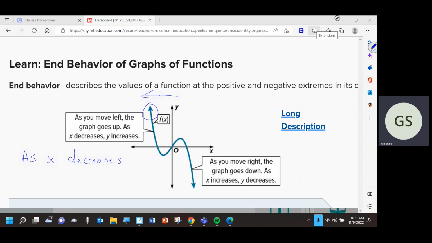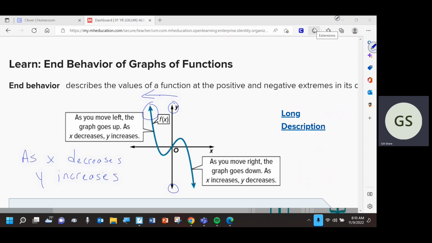It's either increasing or decreasing. You just need to figure out, am I going up or down? That's what you're figuring out on the y-axis. Well, as I go left this way, I'm going up. So in this case, as x decreases, y increases. I'm going up. The left arrow is always as x decreases, by the way. You can just make that note and memorize it, that's fine too.